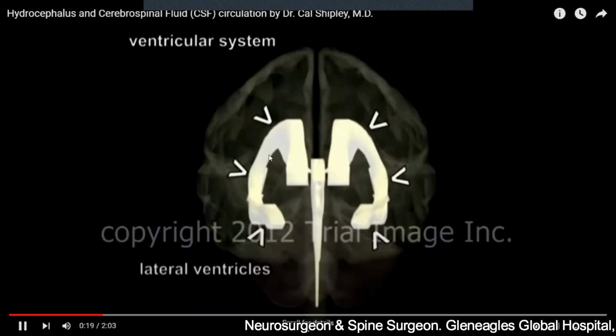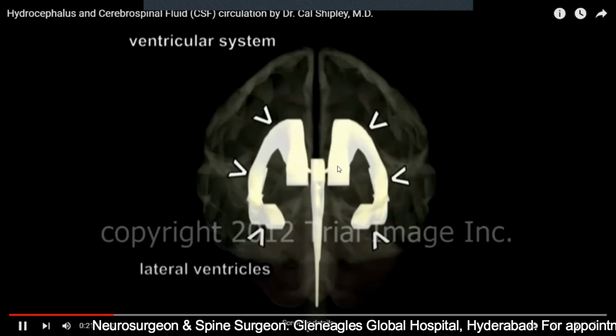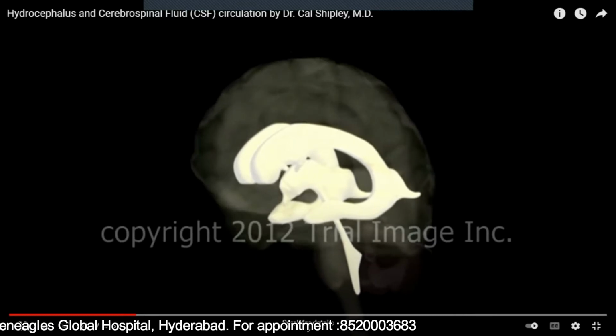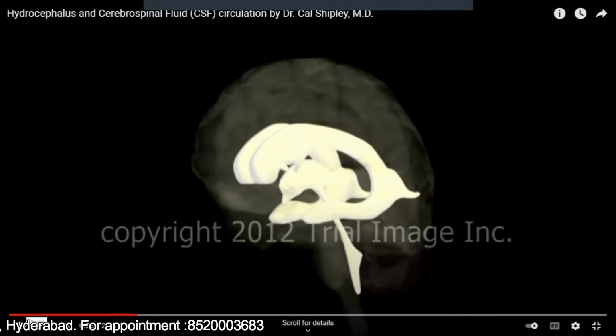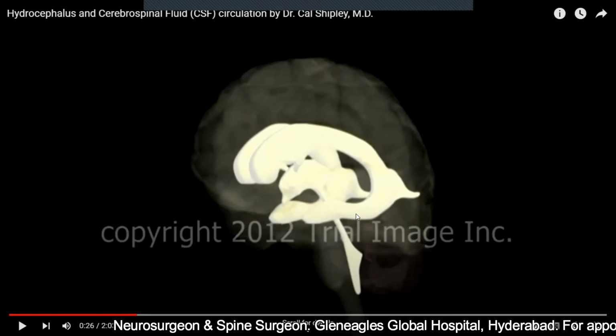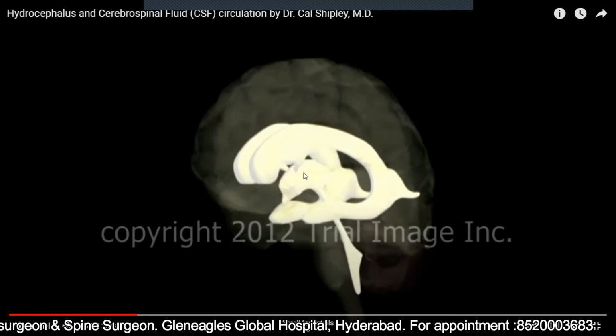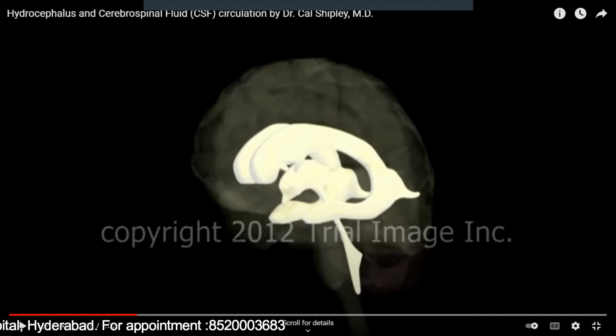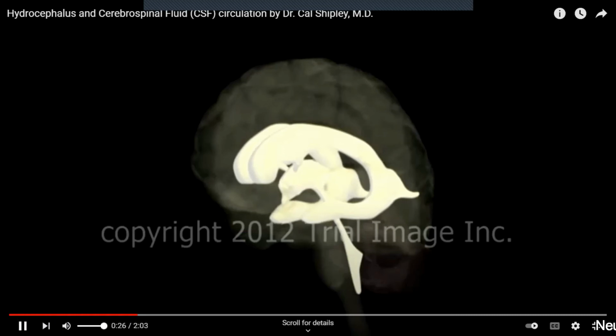Inside our brain, there are empty spaces. These spaces are called ventricles. Like you label the home, home number 1, home number 2, home number 3, similarly, these ventricles in the brain are numbered. These big semicircular ones are called the lateral ventricles, which are ventricle number 1 and 2. This one in between is called the third ventricle, and this one is called the fourth ventricle. So there are 4 ventricles in our brain.